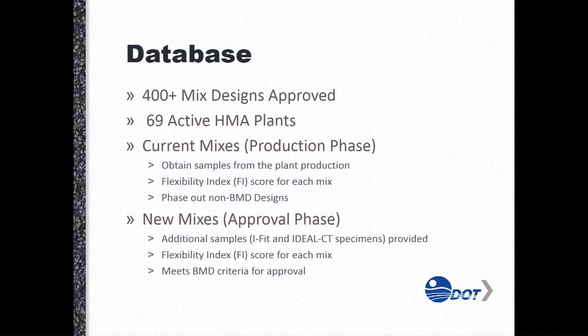Database. We have over 400 mix designs approved right now and in use. That's a lot. We have 70 active plants, HMA plants. Current mixes, we obtain samples from the plant production. We just go out and say, hey, can we have a couple of bags of mix? Bring it back to the lab and push it through the program for the flexibility index for each, and then eventually hope to phase out the non-balanced mix designs. New mixes, hopefully implement this, and you've got to be able to hit an I-FIT number and rut as we approve these new mix designs coming in.